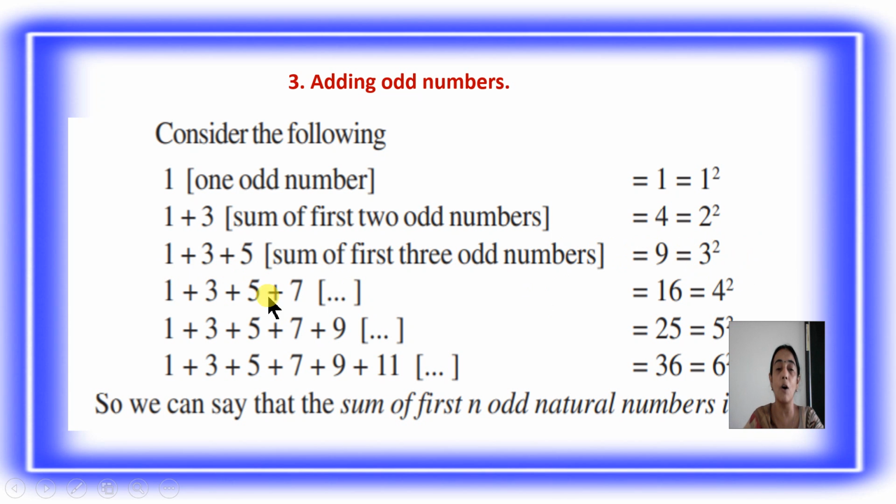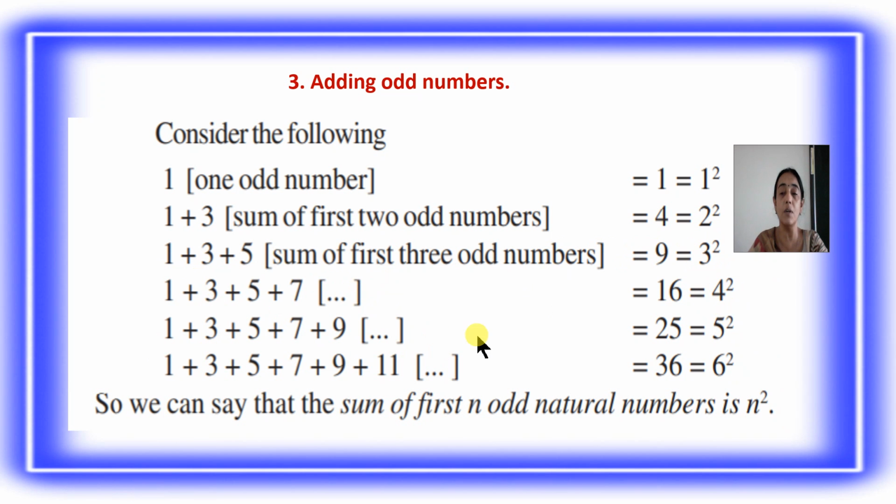Sum of four odd numbers, 4 square. Sum of 5 odd numbers, 5 square. Sum of 6 odd numbers, which is 36, 6 square. So similarly, sum of 7 odd numbers, first 7 odd numbers, not any 7. First 7 odd numbers will be 7 square. Sum of first 8 odd numbers will be 8 square. So sum of n odd numbers, first n odd natural numbers will be n square. I hope I am clear with this. Yes. So let's move to the next part.